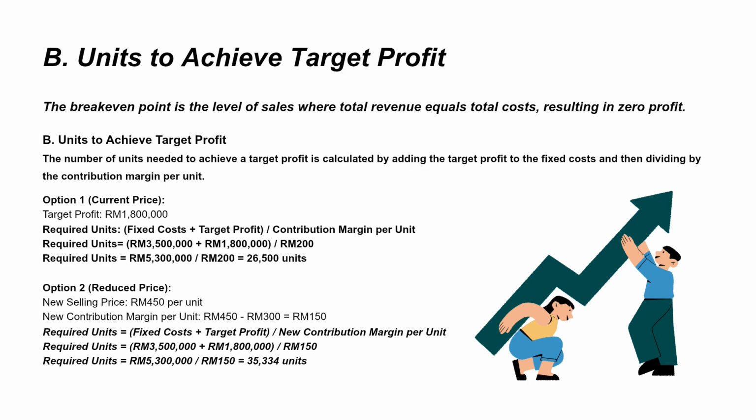Next, analysis of option 2. Reduce the price to 450 ringgit. This is a more aggressive strategy, assuming it will increase sales volume by 20%. However, it significantly lowers our contribution margin per unit to just 150 ringgit. As a result, to achieve the same target profit, we need to sell a much higher volume of 35,334 units. This is 33% more than what is required under option 1.